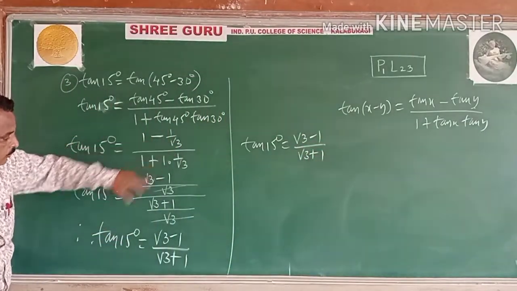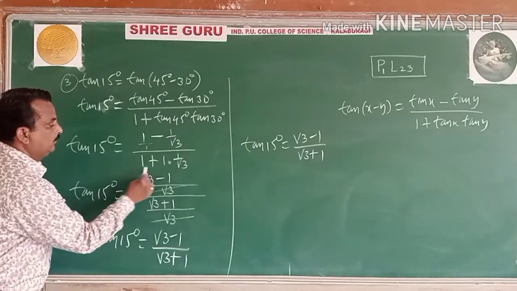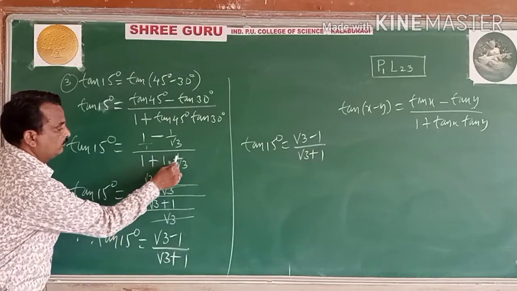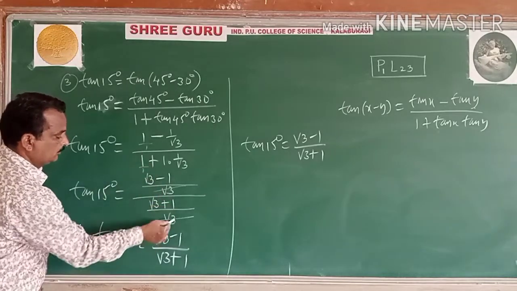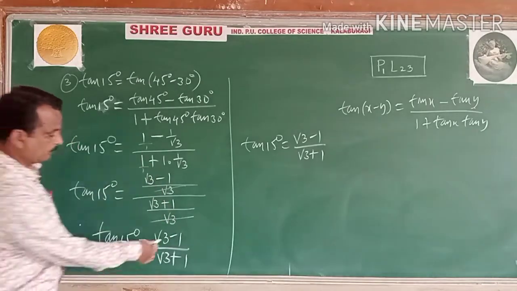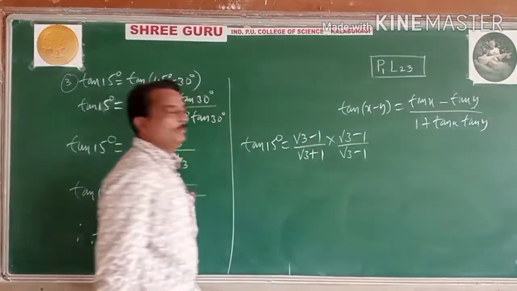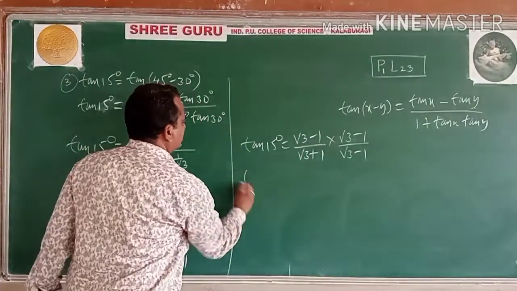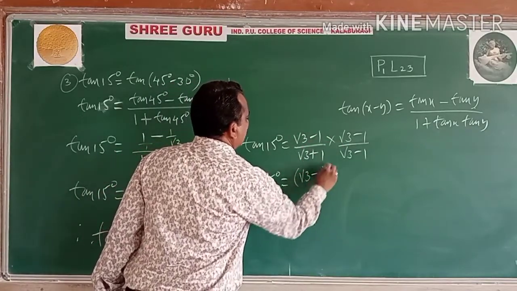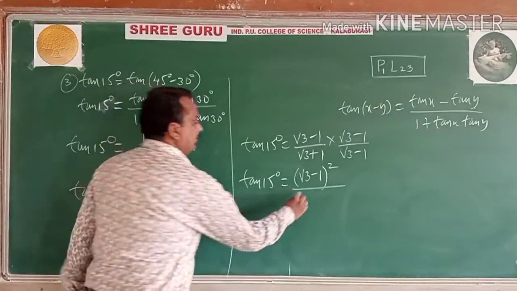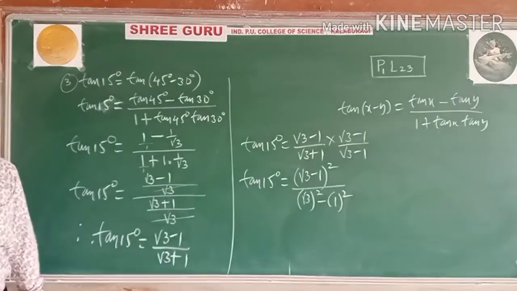After the simplification, root 3 is taken as the LCM, root 3 minus 1. Here also LCM is taken, 1 plus 1 by root 3, so root 3 plus 1, and the root 3 gets cancelled. What remains is root 3 minus 1 divided by root 3 plus 1. Rationalizing, multiply and divide by root 3 minus 1, the opposite sign of the denominator. So tan 15 degree is equal to, a minus b whole square, root 3 minus 1 times root 3 minus 1, and a plus b times a minus b gives a square minus b square.